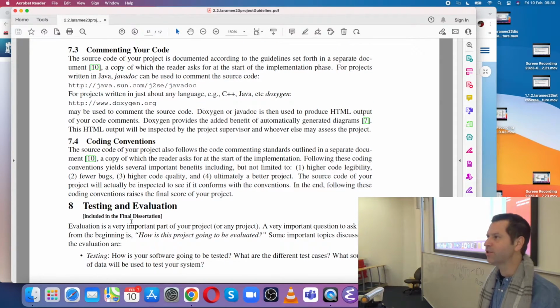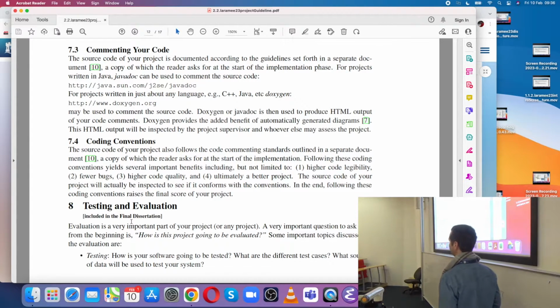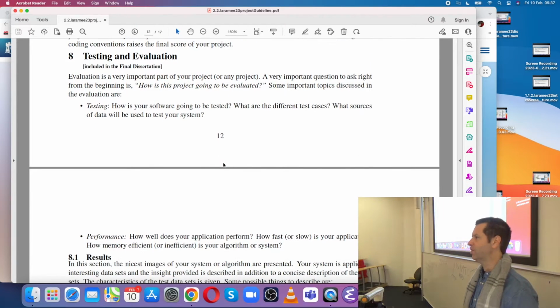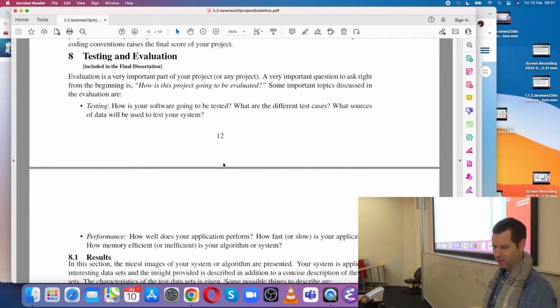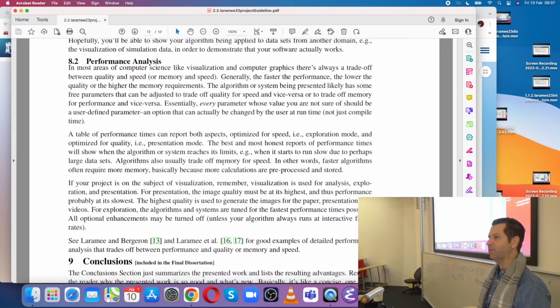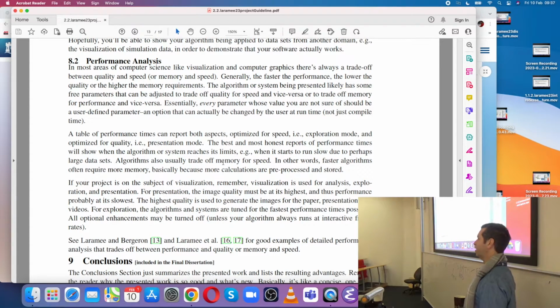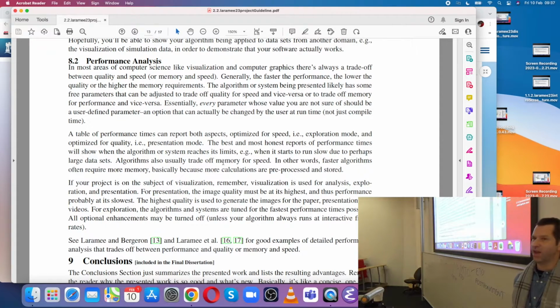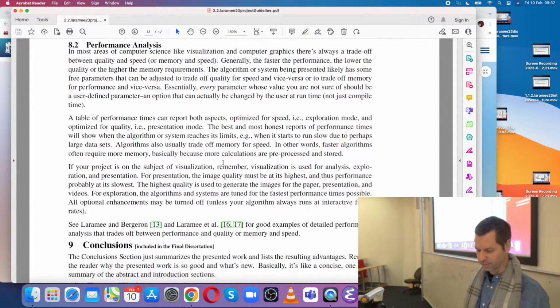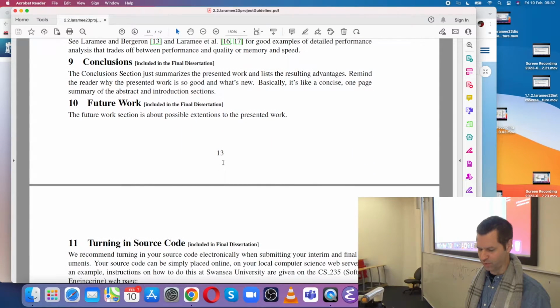You generally comment your source code. You comment your source code using JavaDoc, for example, right? Your project follows coding conventions. You have a testing and evaluation strategy that you want to think about, right? You have a results section. You could look at performance. Maybe what you're doing is trying to make an existing process faster. In that case, you do a performance analysis. Not everybody will be doing that, but that's just an example. Conclusion section and a future work section.